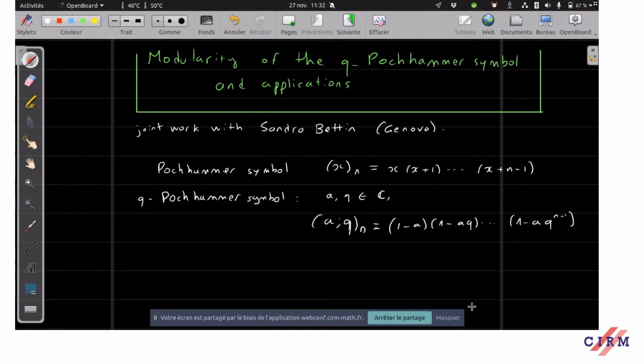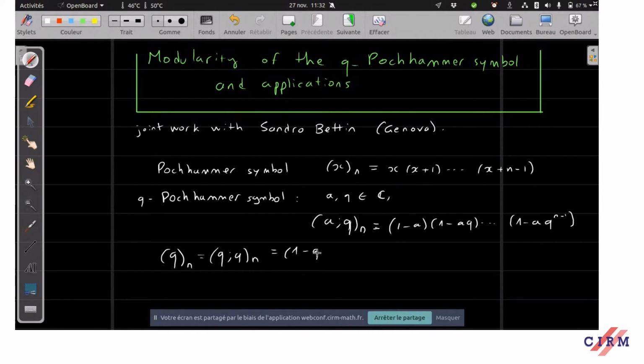There are many identities and generalizations of binomial coefficients, which make sense when you replace formally the Pochhammer symbol by q-Pochhammer symbols. Some formulas remain true. More precisely, what will be recurrent in this talk is this one: when you set a equal to q, then we forget about the a.